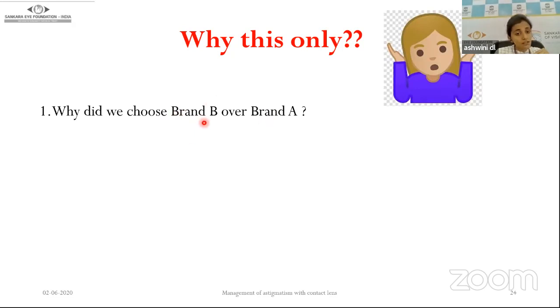You can go back and remember that this particular patient's occupation was software engineer, and her working hours are usually 10 to 12 hours, sometimes extending to 12 to 14 hours. She also works in an AC condition. Keeping all these things in mind, brand B lens had a good stabilization technique, that is an accelerated stabilization design, and also a low water content of 41%, and the oxygen transmissibility in this contact lens was very good.